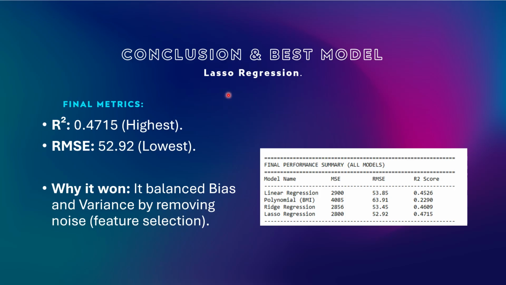The lasso regression is the best model for this dataset. As shown in the summary table, it achieved the highest accuracy, 47%, which means the R squared is 0.47, and the lowest error, RMSE 52.92, the lowest compared to the polynomial, ridge, and linear. It succeeded because it filtered out the noisy variables, creating a robust and generalizable model.